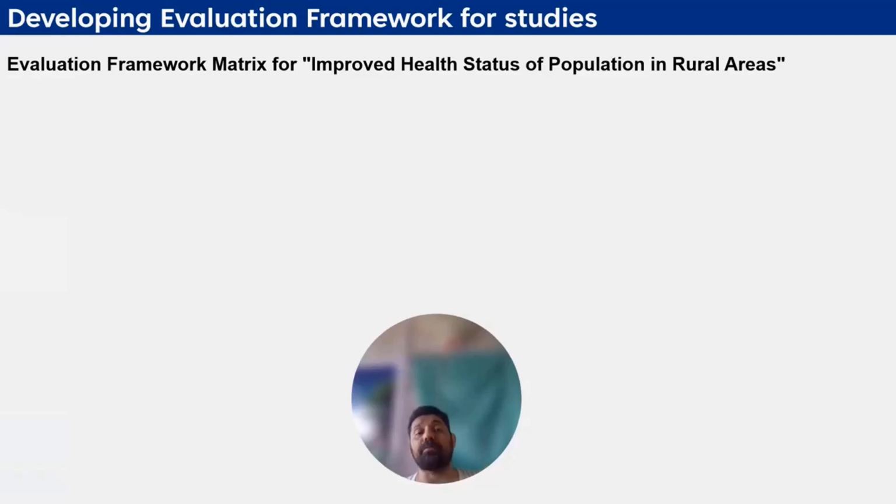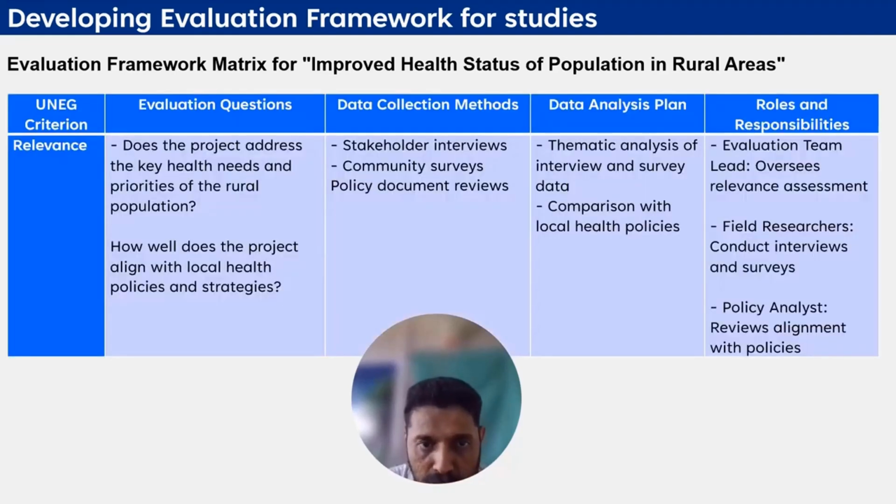So for the evaluation framework matrix, for example, take a project: improved health status of population in rural area. We are developing an evaluation framework for that. The first one, as I showed you in the table, the evaluation criteria is relevance. For this, our evaluation questions would be like these. Does the project address the key health needs and priorities of the rural population? That would be the key question.